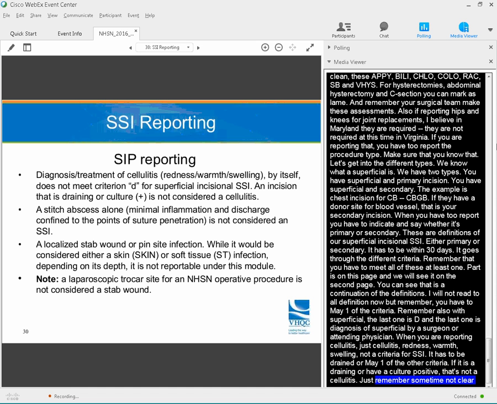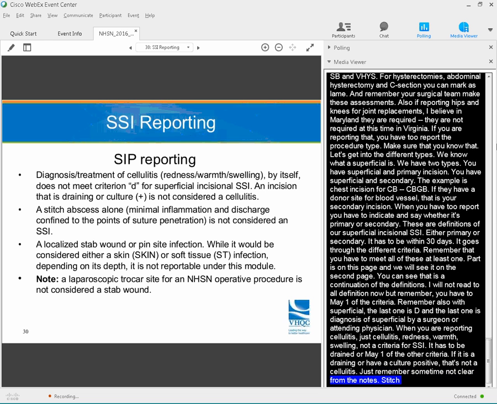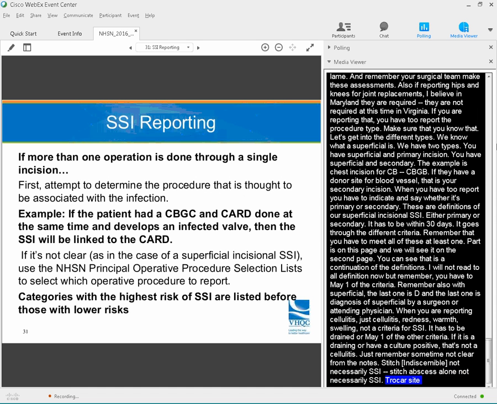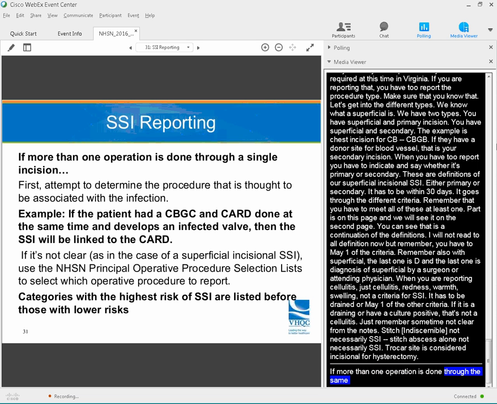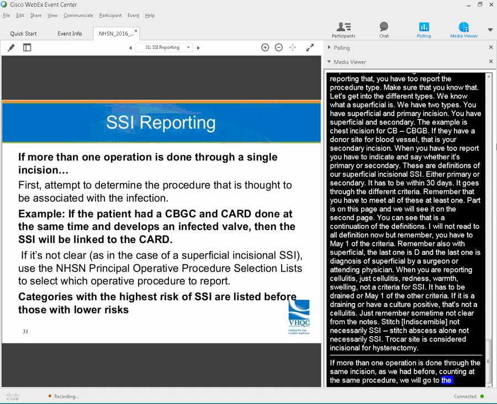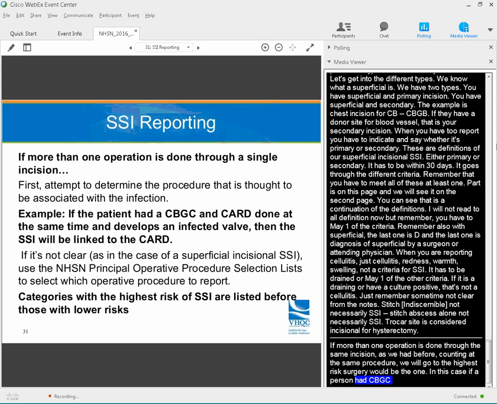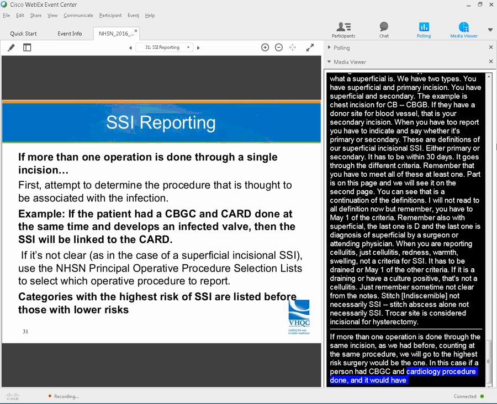But remember that a trocar site is considered the incision site for the abdominal hysterectomies, and that would be one you would consider. If more than one operation is done through a single incision, just like we had before with counting the same procedure, we would go to the highest risk surgery. So in this case, if a person had a CABG and a cardiology procedure done, and then developed an infected valve, then the SSI would be related to the cardiology procedure and not to the CABG that was done.